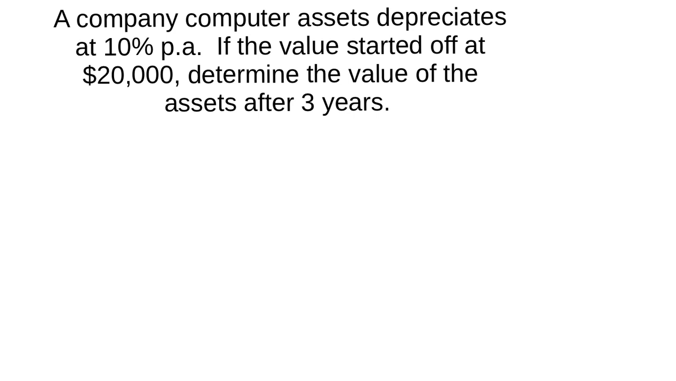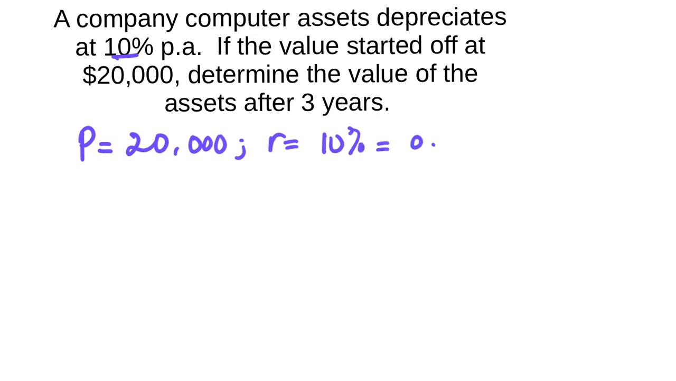Here is an example. A company's computer assets depreciate at 10% per annum. If the value started off at 20,000, determine the value of the assets after 3 years. Let's recognize our givens here. Our P is 20,000. Our rate is 10%, which is also written as 0.1 or 0.10. They are the same. And our time here is 3 years.